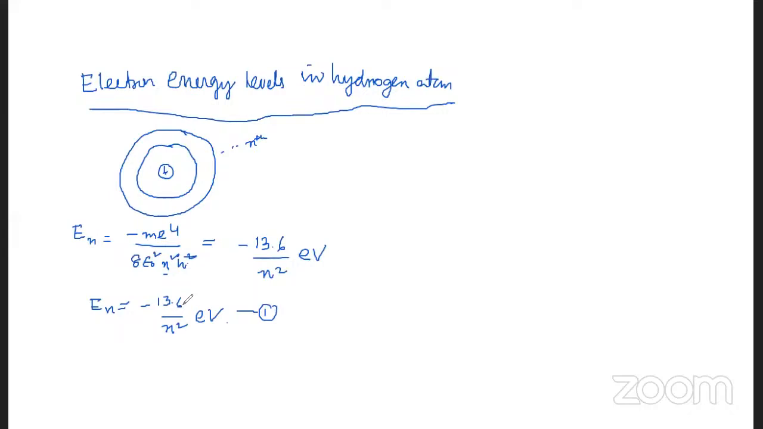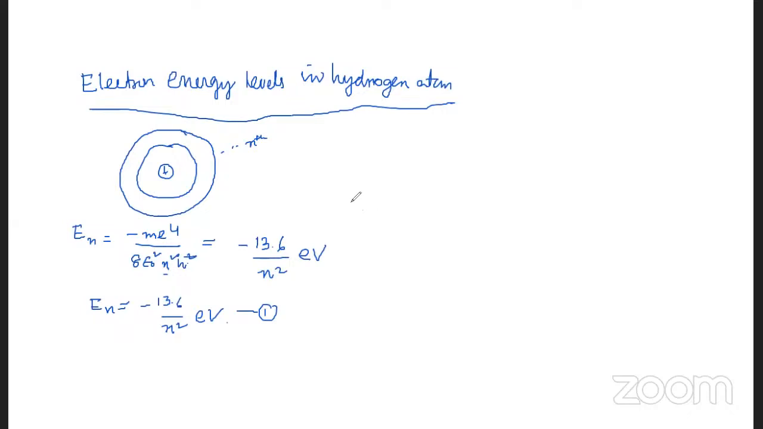So by giving different values to n, we can calculate the orbital energy, or we can say the binding energy. We call it binding energy because it has a negative sign, as the electron is bound to the nucleus. By giving the values of n for different orbitals, we get the orbital energy or binding energy of the electron in different orbits.